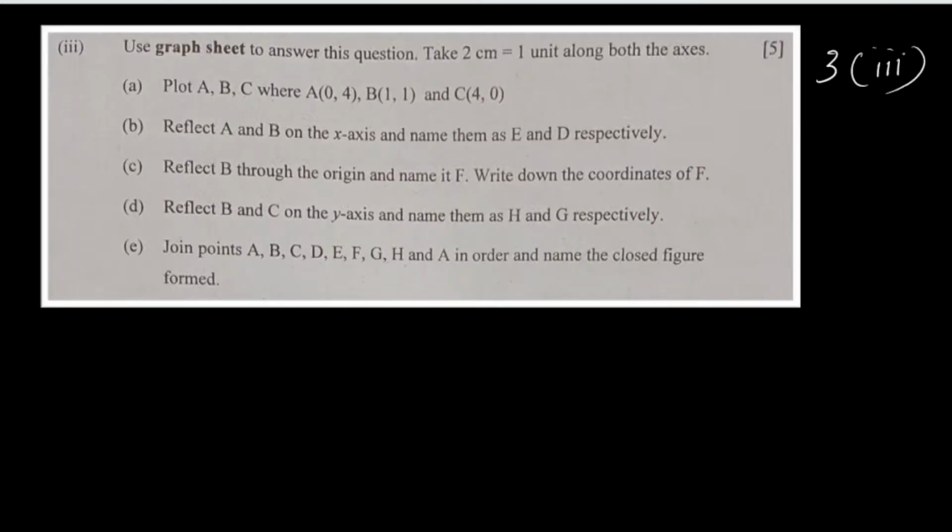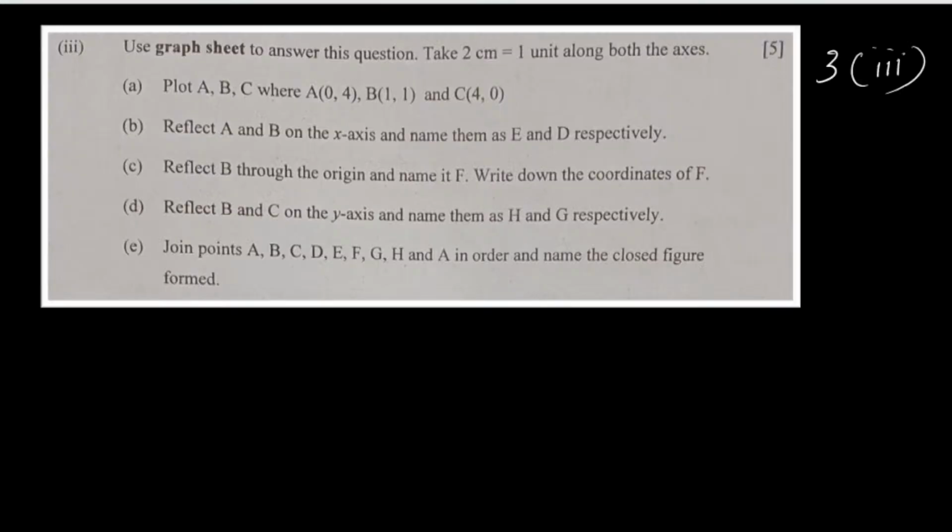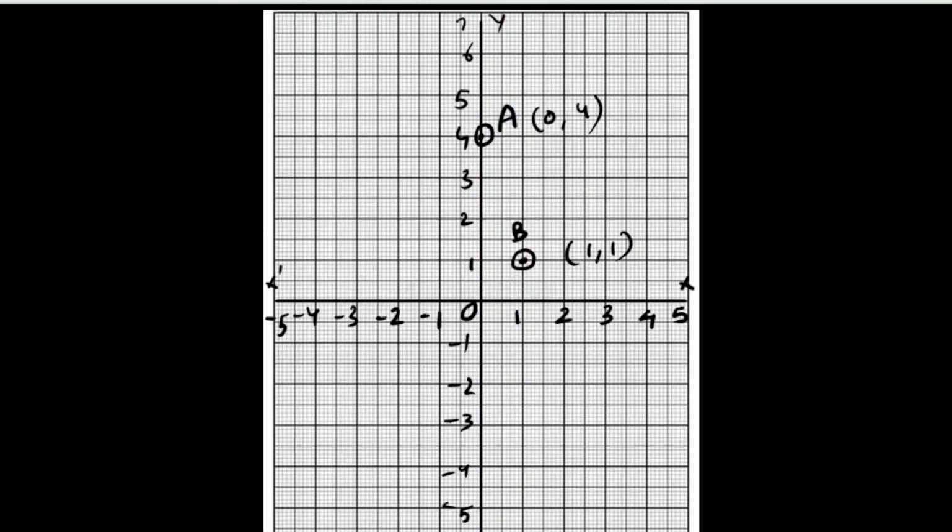Now next point is B. B is 1, 1. So on x we have to locate 1, and straight up we have to go till positive 1. So this is point B, 1, 1. Then point C we have to plot 4, 0. So x value is 4, y's value is 0. When y is 0, the point will lie on x-axis only. When x is 0, the point will lie on y-axis. So I have plotted A, B, C.